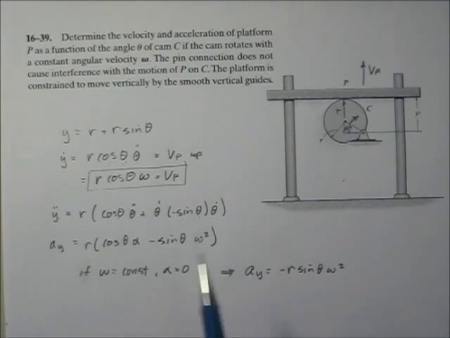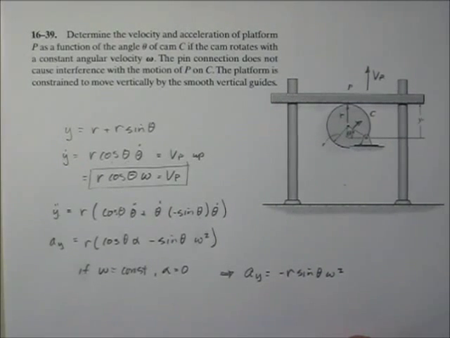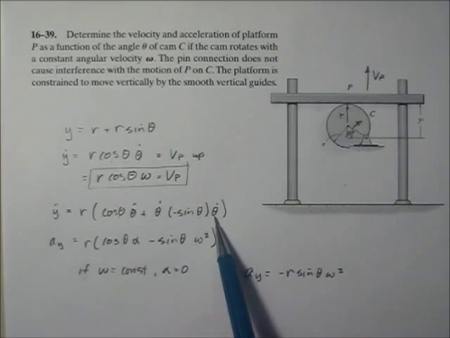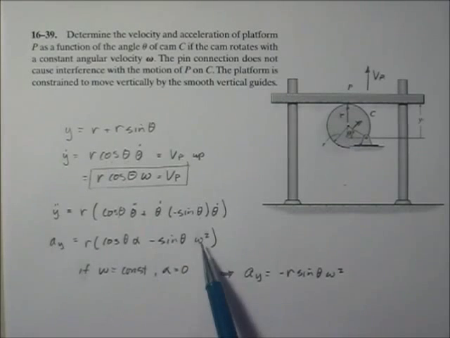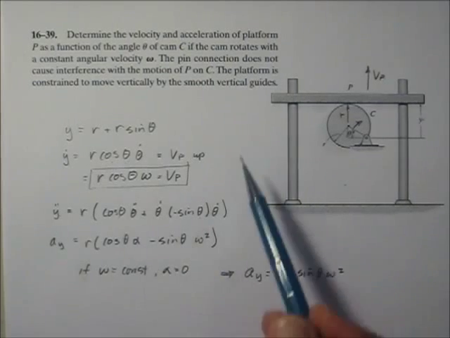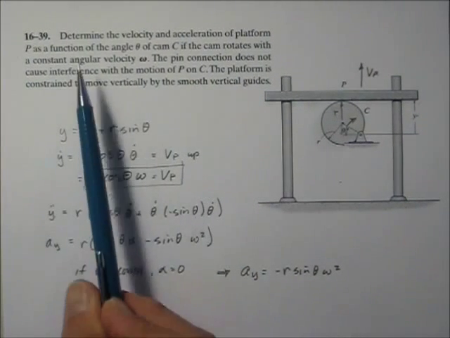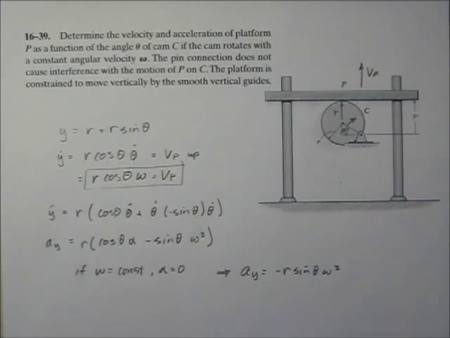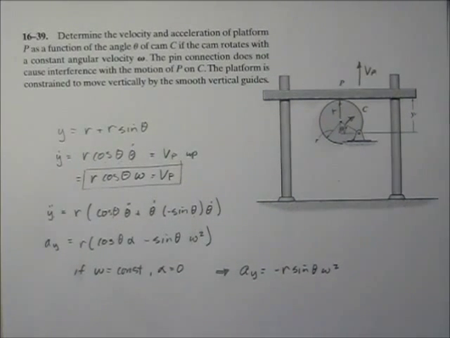And you'll find that most of these derivatives are going to work out like this, where you'll have a theta double dot and a theta dot squared, or in this case alpha and an omega squared, when you do this product rule derivative. In this problem, it says that the angular velocity was a constant, which means that alpha is going to be equal to 0. This again would be the general form of the acceleration.